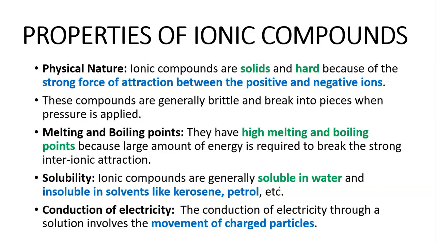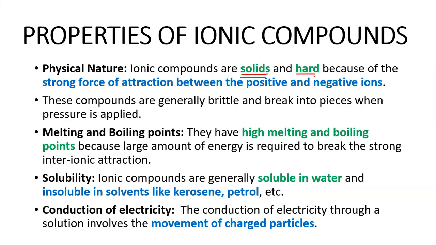Now we have to study certain properties of ionic compounds. There are 4 points. First is the physical nature. Second is about melting and boiling points. Third is about solubility. And fourth is about conduction of electricity, whether it will conduct electricity or not. So first, ionic compounds are solids. Sodium chloride, common salt which we use in cooking, is also an example of an ionic compound, and that is a solid. The crystals are there. So ionic compounds are solid and they are hard.